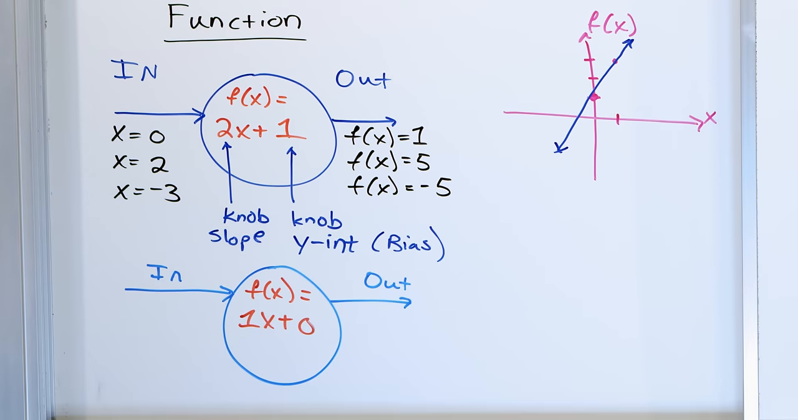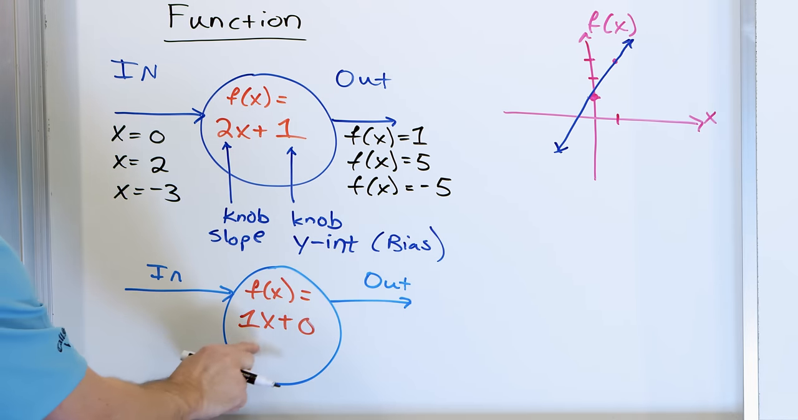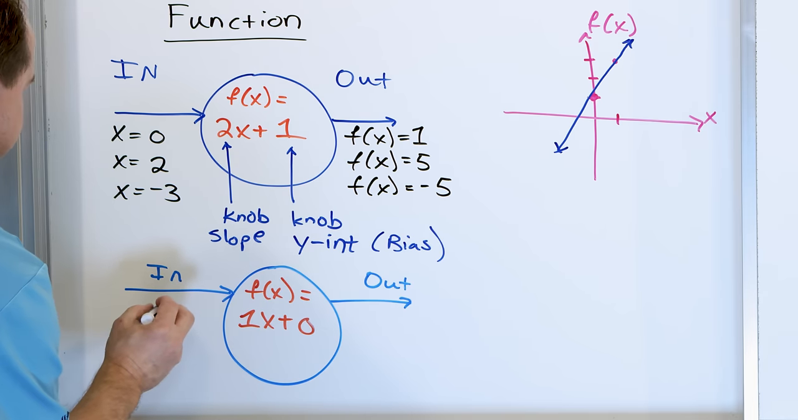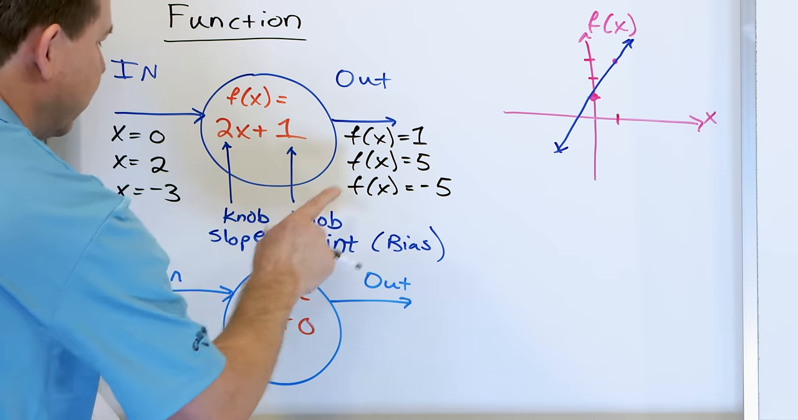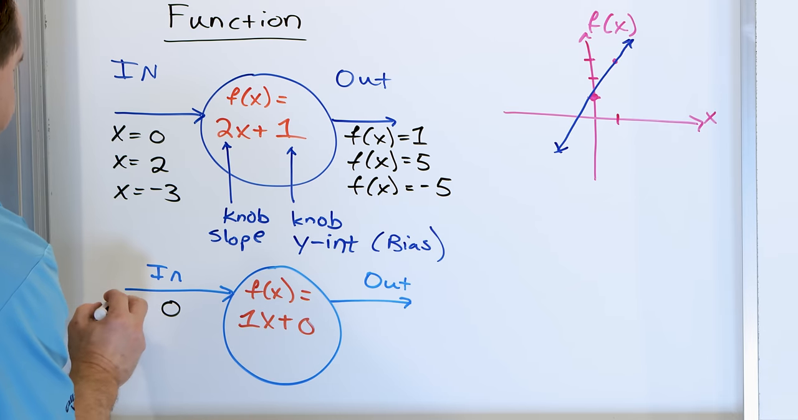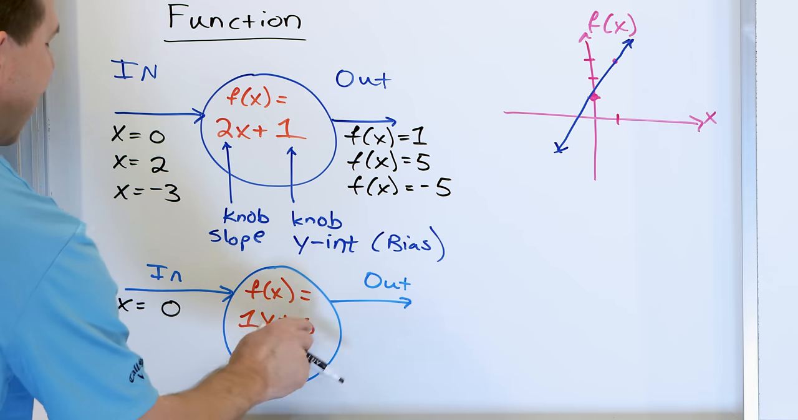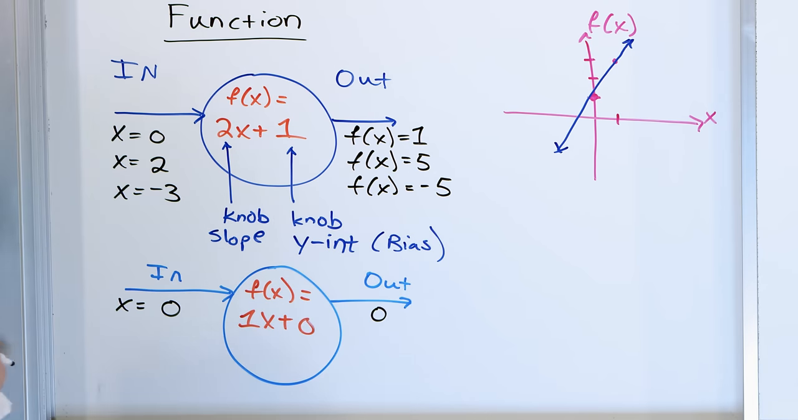All right, the input values can be the same input values as before, or they can be different input values. If I turn these knobs and change the function into this, if I put an input value of 0, I'm going to get a different output value. So I can say x equals 0 coming in, 0 times 1 is 0, you add 0, you get an output of 0, right?